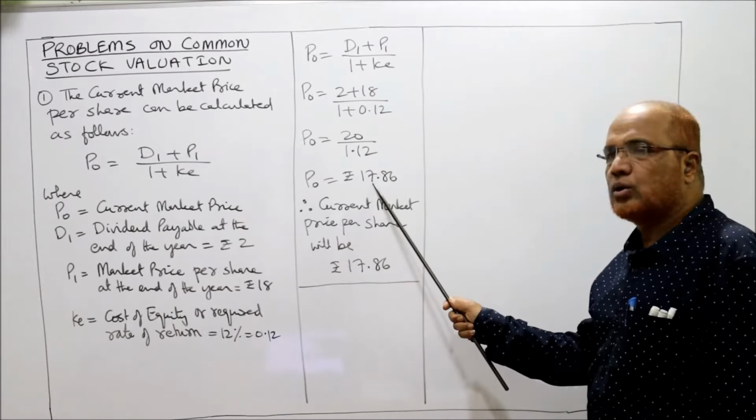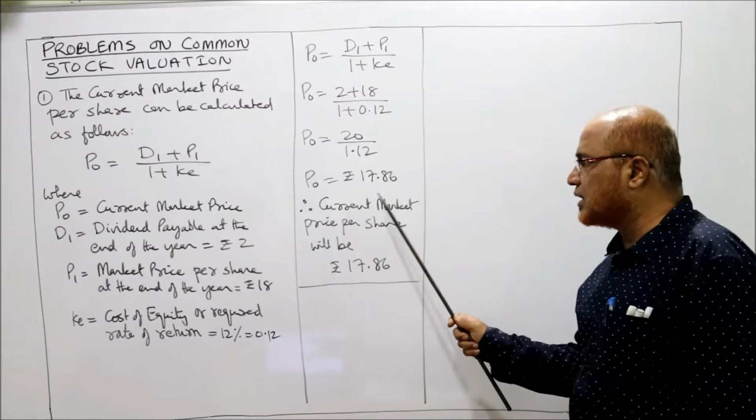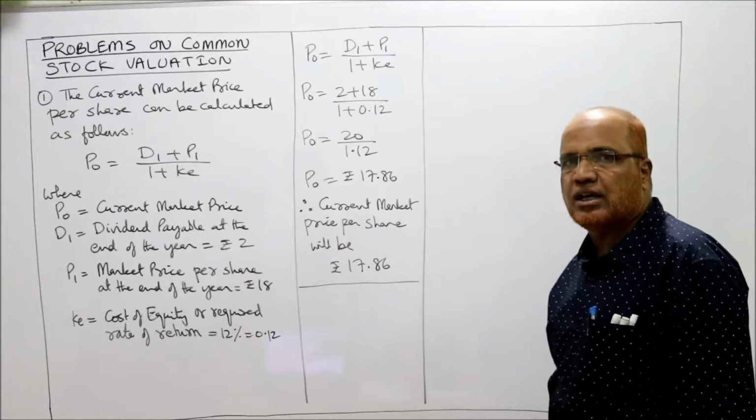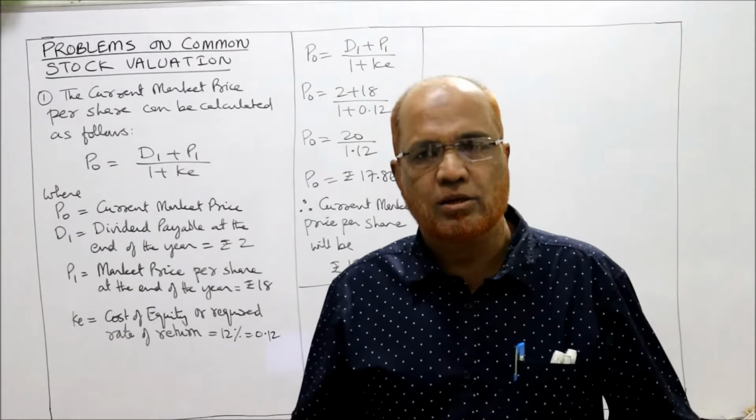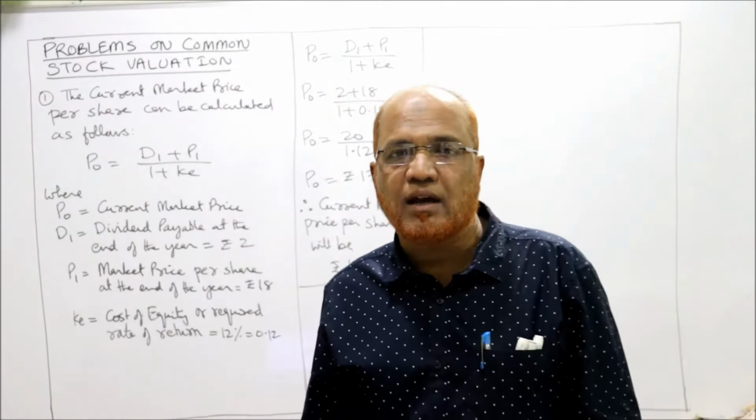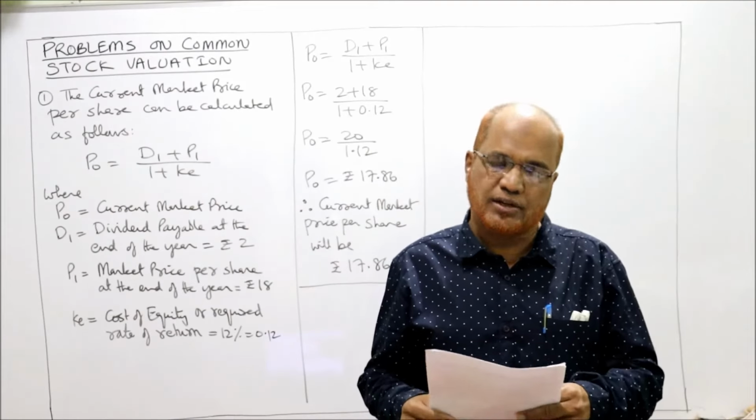So P0 is equal to 17.86. So we can get the current market price per share will be 17.86. That's it. This is the first problem on finding out the intrinsic value of share.